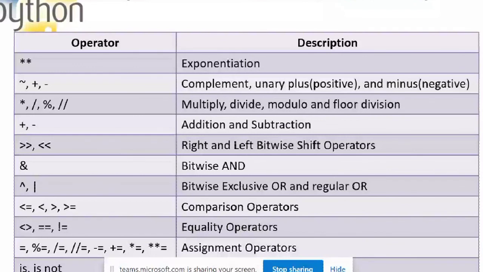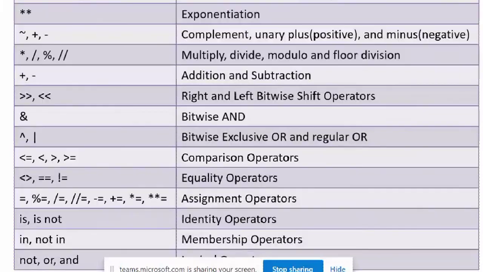After that we have bitwise AND, then bitwise exclusive OR and bitwise OR. Then the comparison operators, which are nothing but the relational operators: less than, less than or equal to, greater than, greater than or equal to. Then the equality operators, equal and not equal. And the assignment operators: normal assignment is equals to, and compound assignments are slash equals, plus equals, star equals. You know all those things. The next priority goes to the identity operators, is and is not.